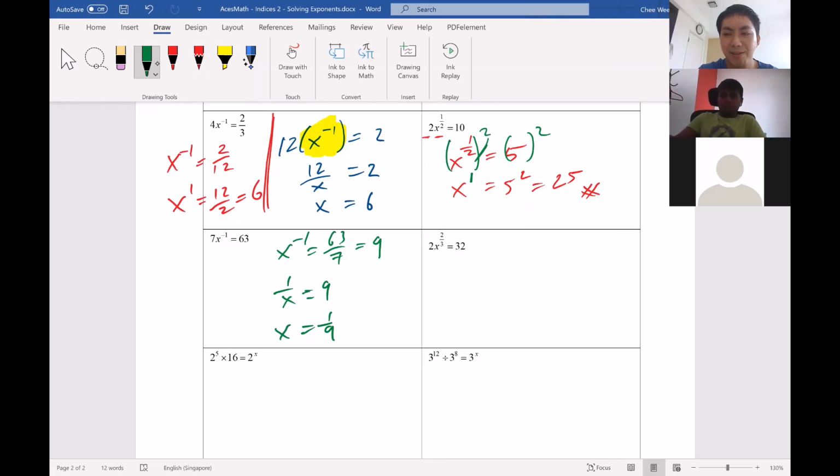All right. Any questions on this? Okay, Pavan, you try the next one. This one. Okay. So you divide by 2. You divide everything by 2 first. Okay. So x to the power of 2/3 is equal to 16.